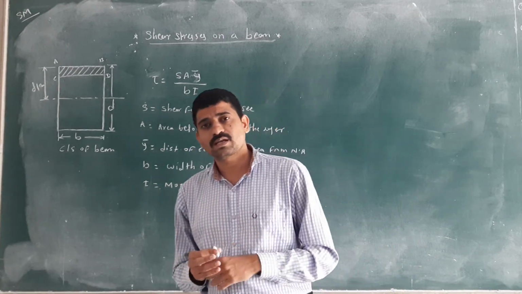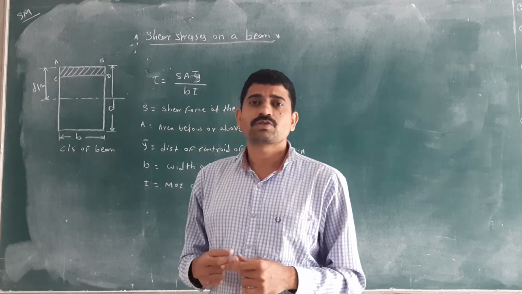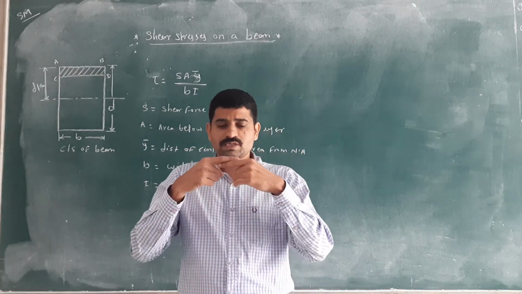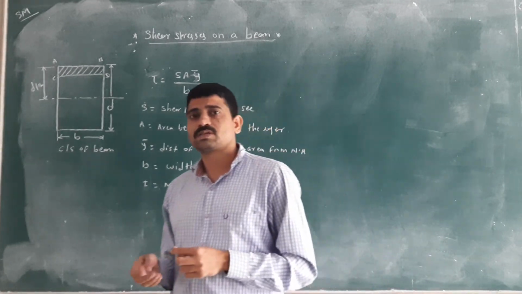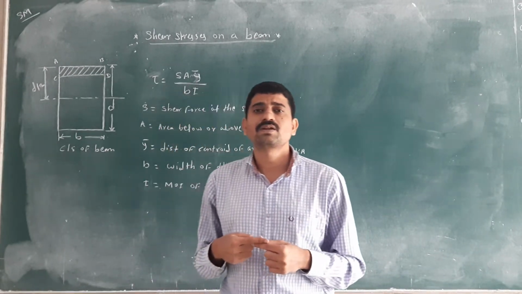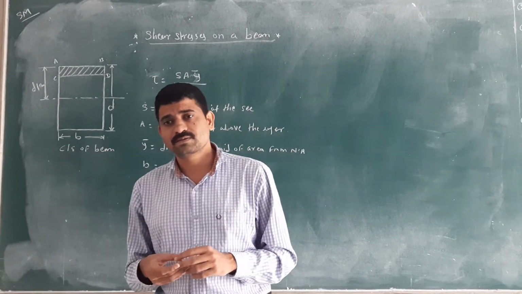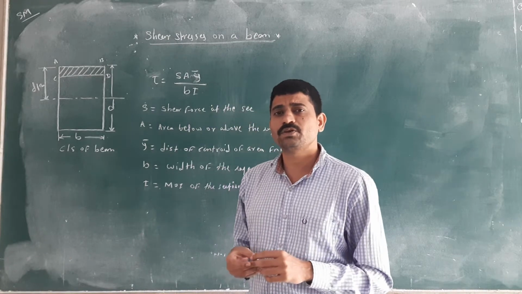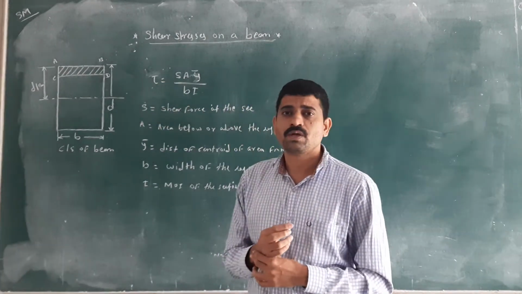We have seen in the first unit, when two equal and opposite parallel forces act tangentially to the surface of the body, it is called shear stress, and it is denoted by tau.